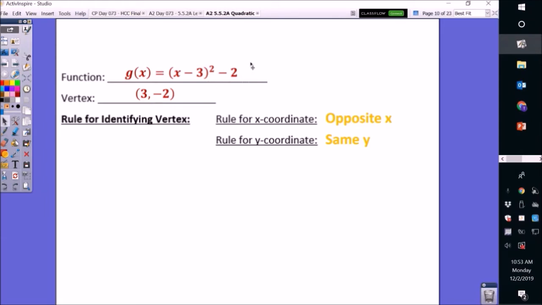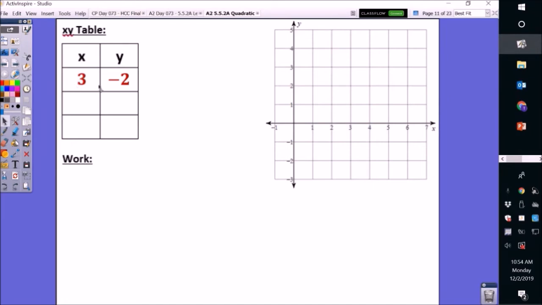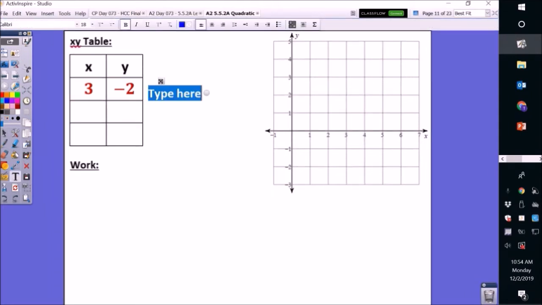And then the number that's behind the parenthesis, that's going to be the y value. So the rule is same y. So since it's minus 2, which is the same as negative 2, then you're going to write negative 2 as the y coordinate of the vertex. So the coordinate of the vertex for this function is 3 comma negative 2. So this is the starting point that we're going to use when making our xy table. So just like before, the vertex is going to be the first point, and it's okay if you label this as the vertex. That way you know where to start when it comes to graphing.